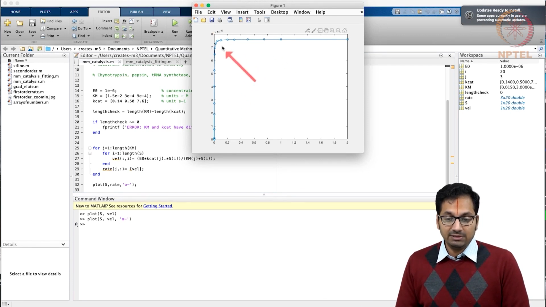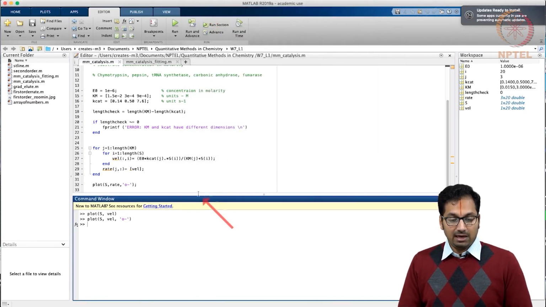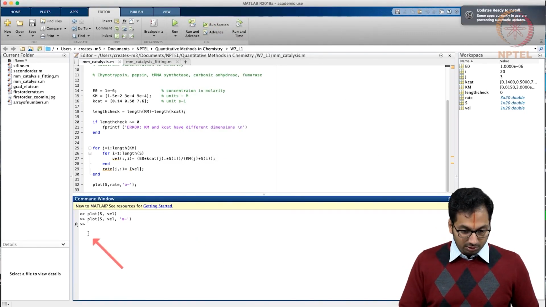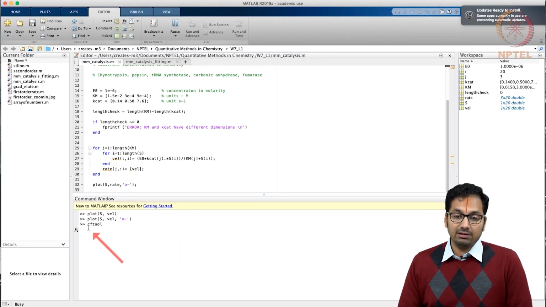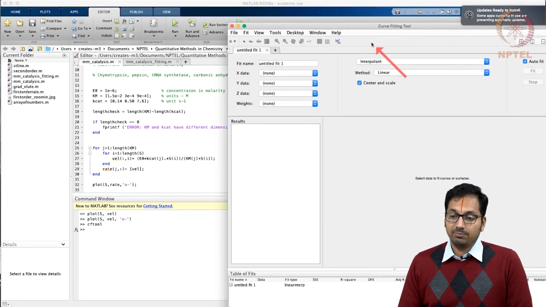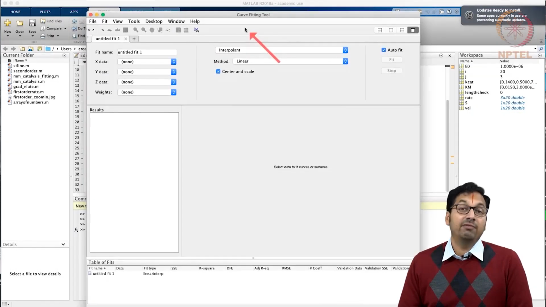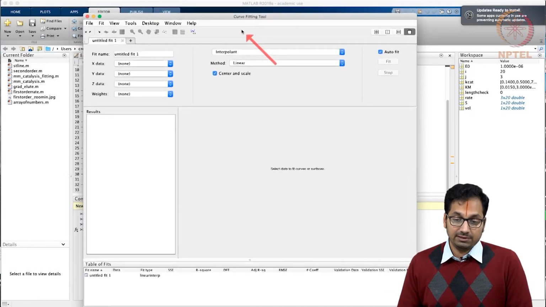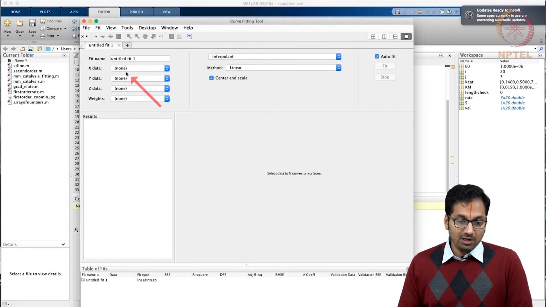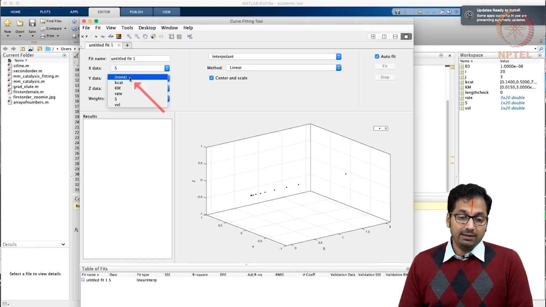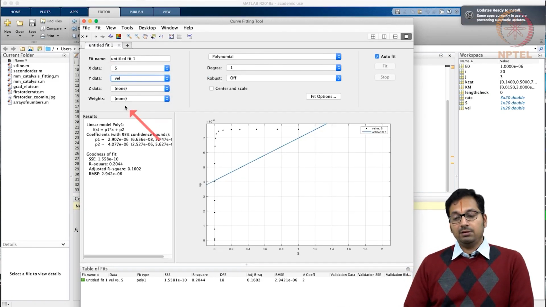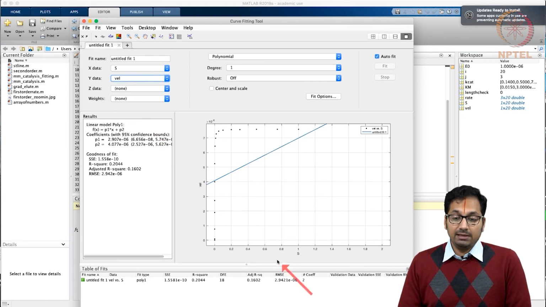Okay, so now that we see these are the data points, we will be starting a tool called Curve Fit Tool, cftool, which gives you this graphical user interface which can help us plot any type of curve and fit it to the equation of our interest. So the X data here will be the substrate concentration, and the Y data here is the velocity of the reaction, basically the rate of the reaction.